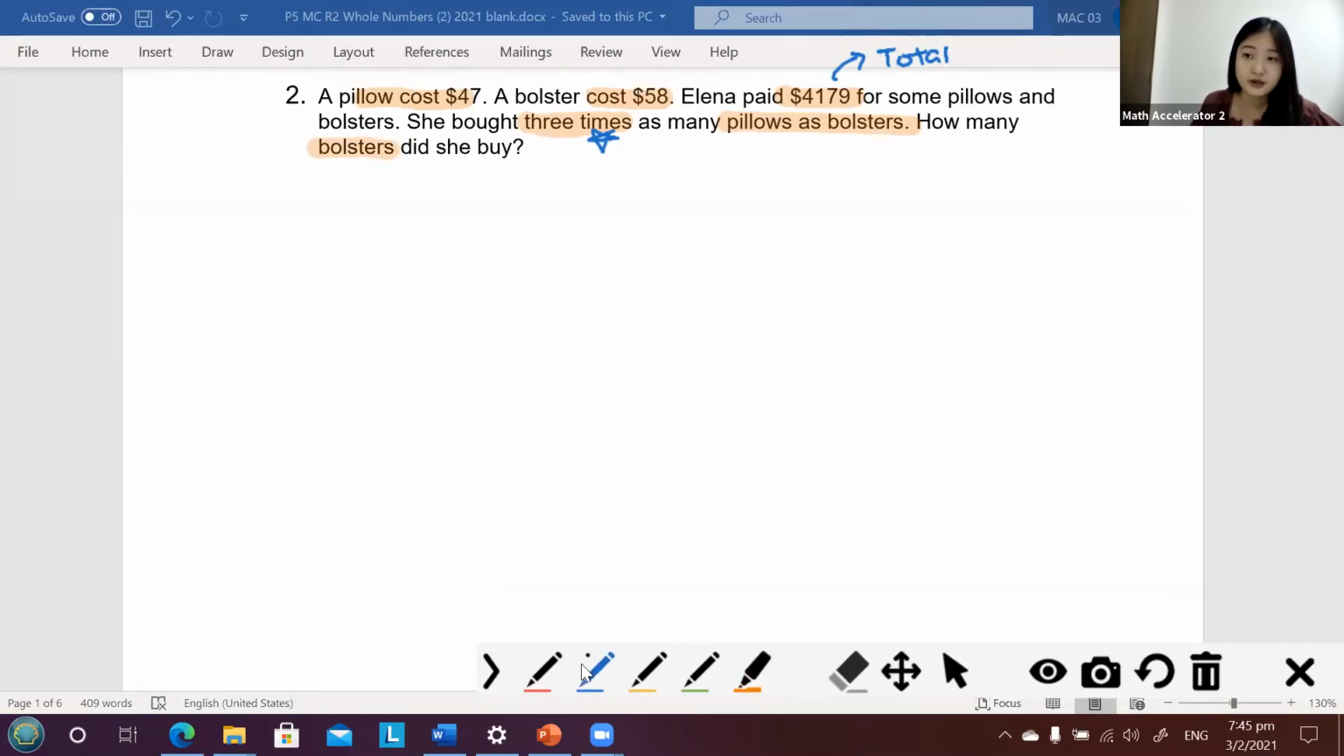So we need to find out the number of items in the set first. One set.